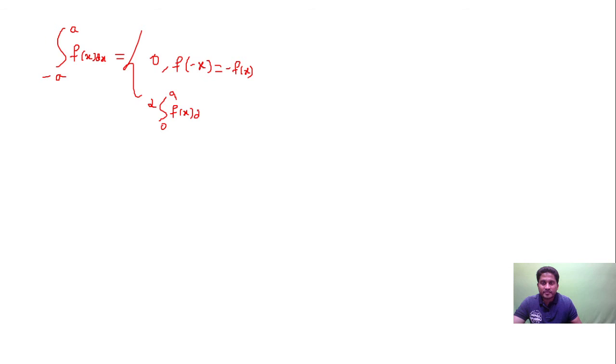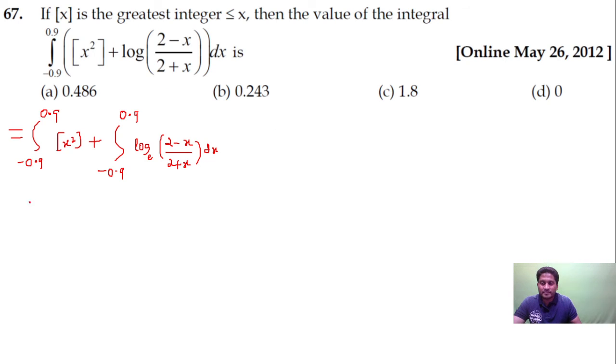Okay, so we know this property, right? Minus a to plus a f of x dx will be equal to 0 if f of x is odd. That is f of minus x should be equal to minus f of x. Okay, and then this equal 2 times integral 0 to a f of x dx if f of x is even. That is f of minus x should be equal to plus f of x. Okay, so first one is obviously even. So this is equal to 2 times 0 to 0.9, box x square. This is an even function.